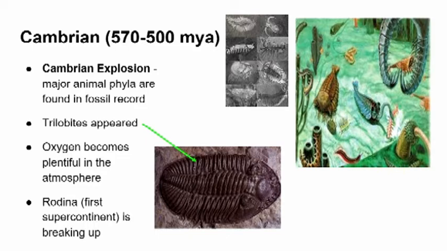So our first time period that we're going to look at in the Paleozoic era is the Cambrian period, from 570 to 500 million years ago. This begins with the Cambrian Explosion, which, remember, is not a big boom. It's a lot of life showing up all at once in the fossil record. One of the very earliest organisms that we are able to find fossils for is called a trilobite, and that's this guy down here. Lots of oxygen in the atmosphere, lots of life. Rodinia is starting to break up, so we no longer have a supercontinent. They're all kind of moving around.